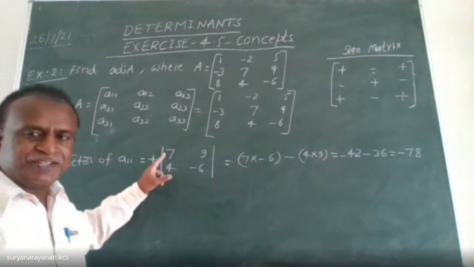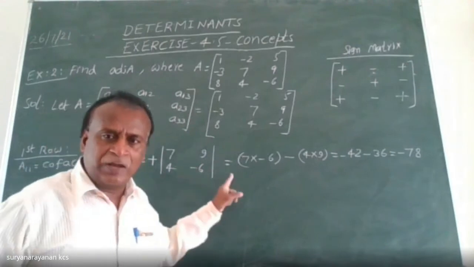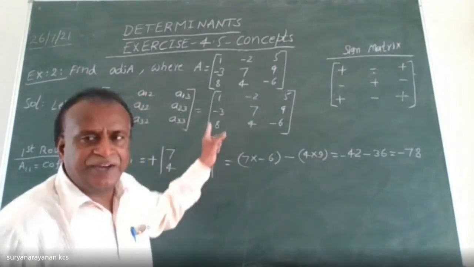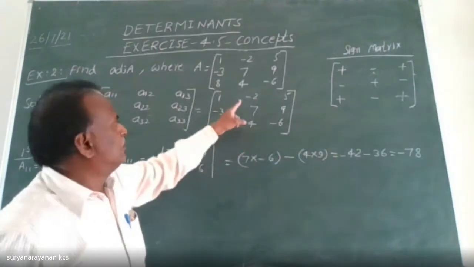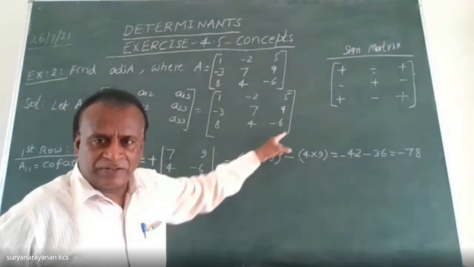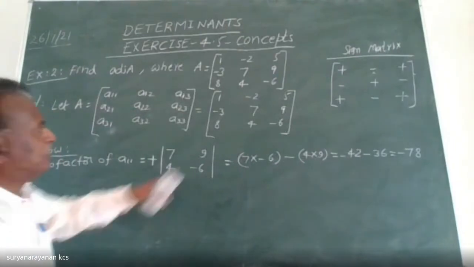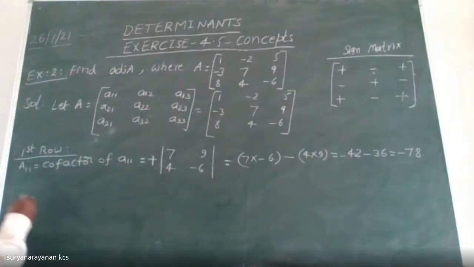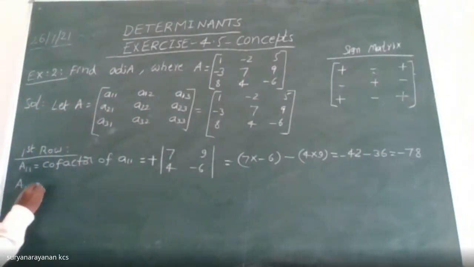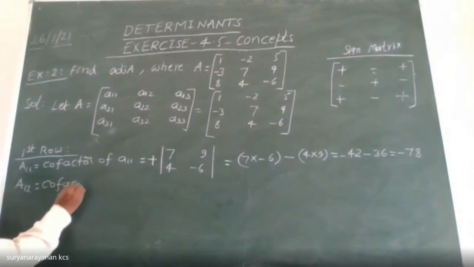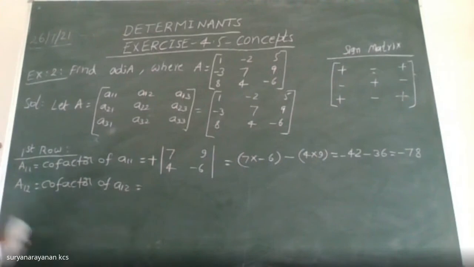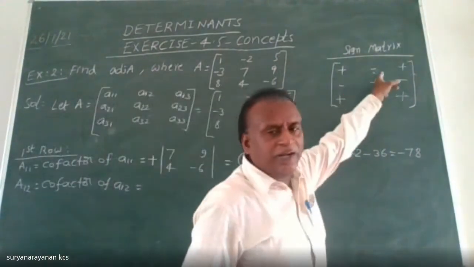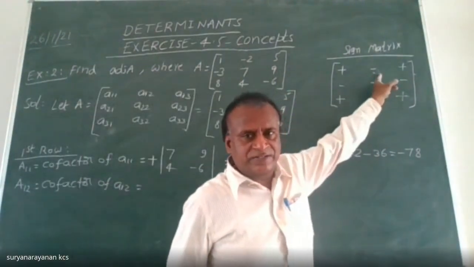We follow the same procedure for finding the cofactors of the remaining 8 elements. Now take the second element in the first row, the cofactor of A12. What is the sign here? Immediately go to the sign matrix. Minus.